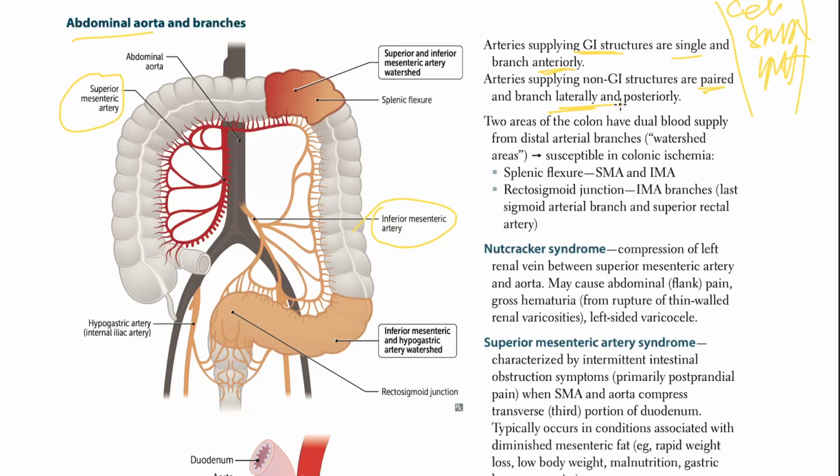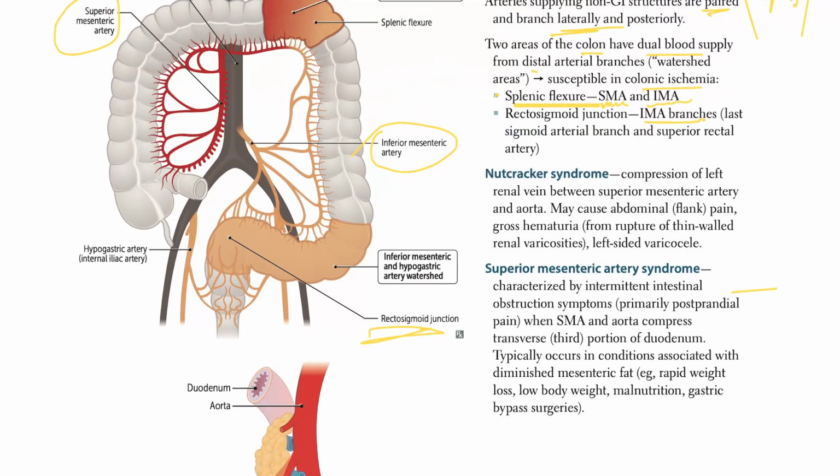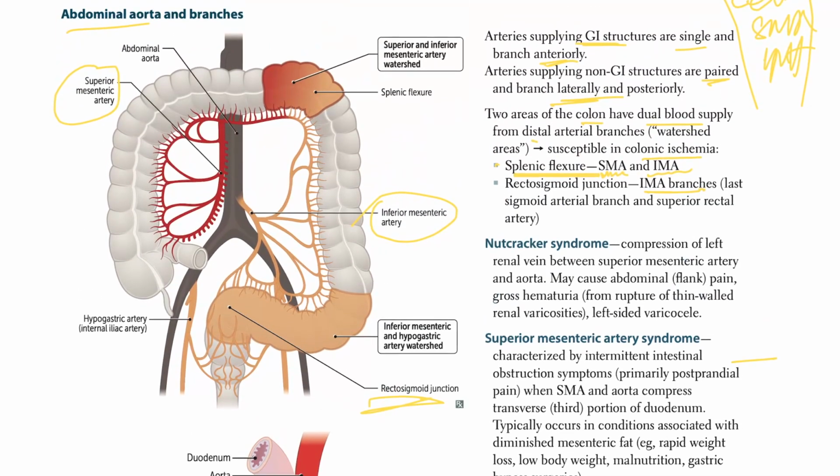Very important here that there are two areas of the colon that have a dual blood supply from distal arterial branches, which are the watershed areas. They are susceptible in colonic ischemia. One is this area, the splenic flexure, which is the border area between the SMA and IMA. And the second is the rectosigmoid junction, which is the IMA branches, the last sigmoid arterial branch, and the superior rectal artery.